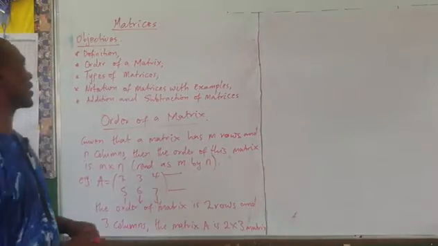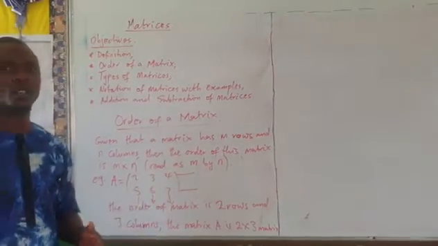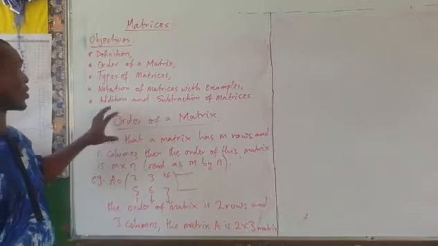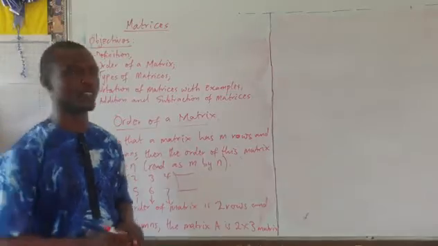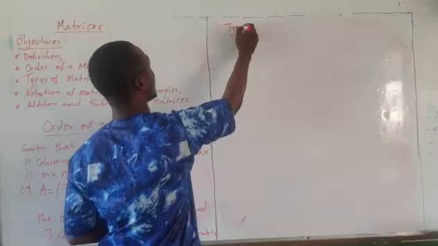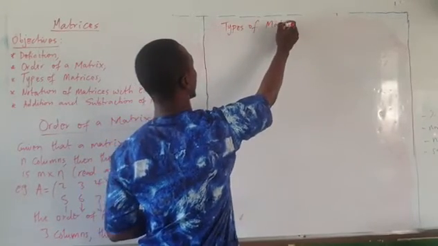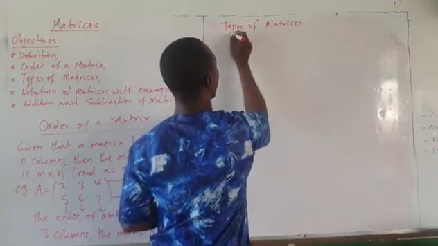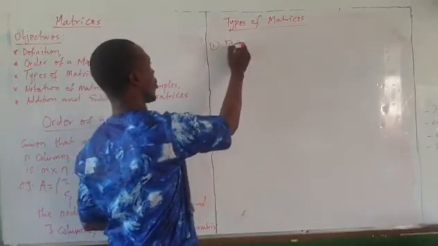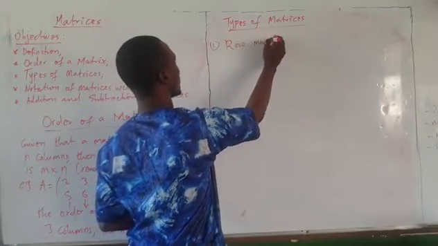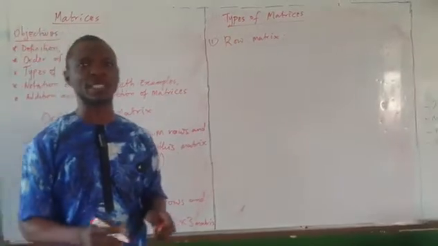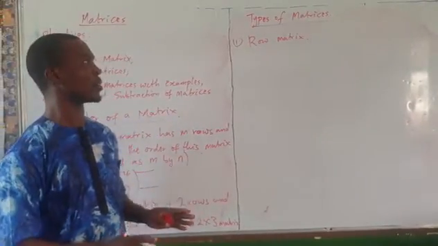The next one is types of matrices. We have various types of matrices, but for the purpose of this class, I am going to consider only 6 types. The first type to be considered is the row matrix. A row matrix simply means a matrix with a single row.